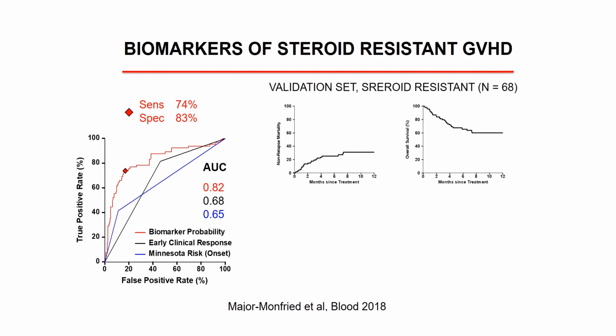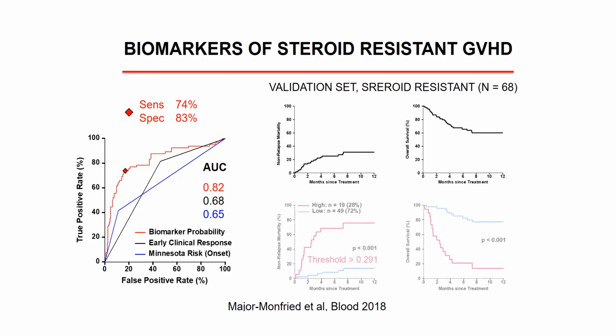So as we published, this group overall has a non-relapse mortality of about 35% and an overall survival of 60%. But when you break that down using the threshold of 0.291, you'll see that the majority of patients, 72% of the patients, are actually low risk and have less than a 20% non-relapse mortality incidence.